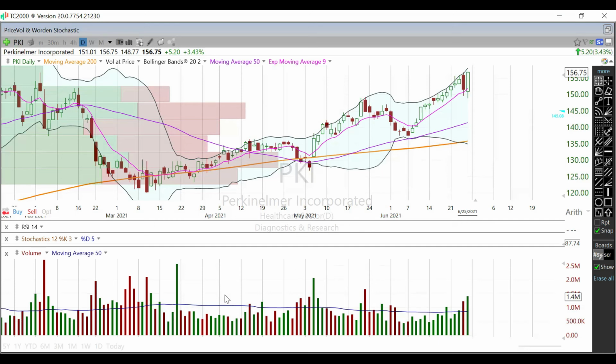Again, you never use this just by itself. This kind of gives you an idea of how many shares this stock has traded in a certain period of time. And that's really all there is to it.